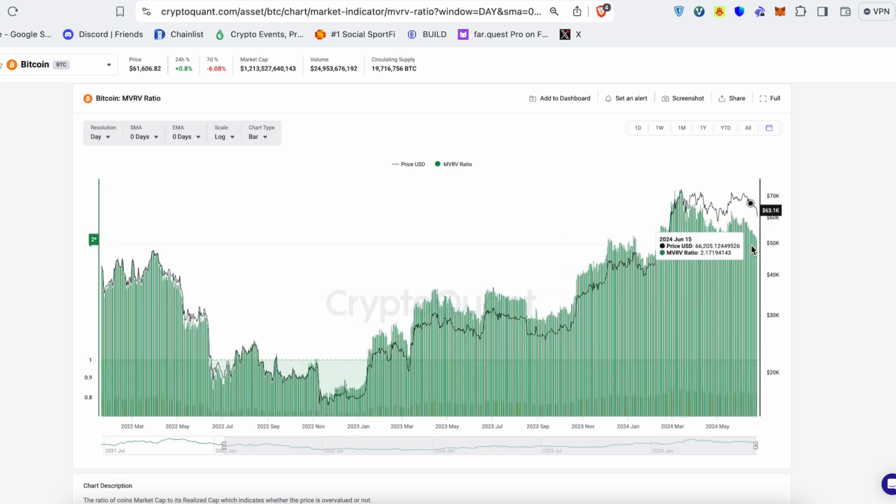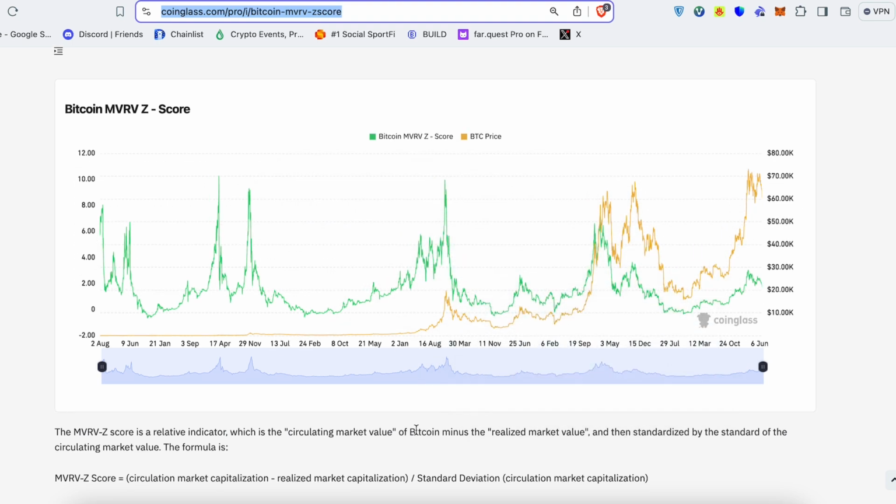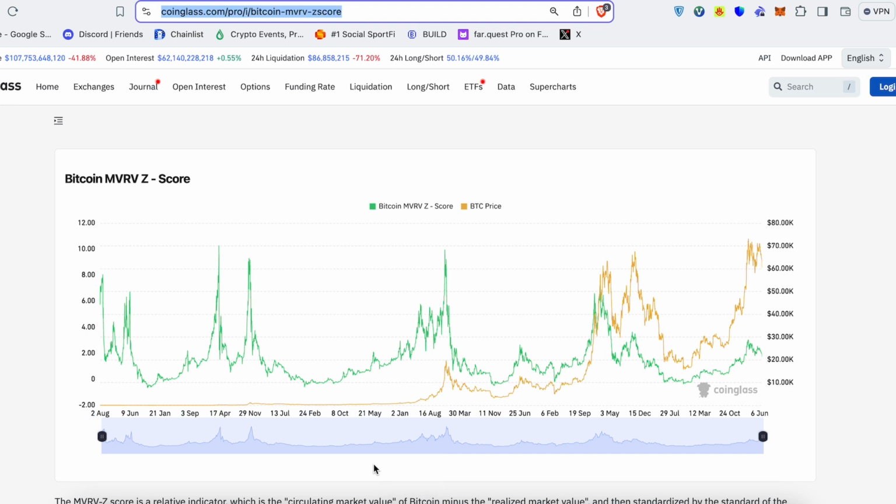So this is a way how you can potentially track the top. If you would like to see the MVRV Z-Score, it's basically with a little bit different formula. It's circulating market capitalization and realized market capitalization, standard deviation. You can find out the price behavior and the cycles.